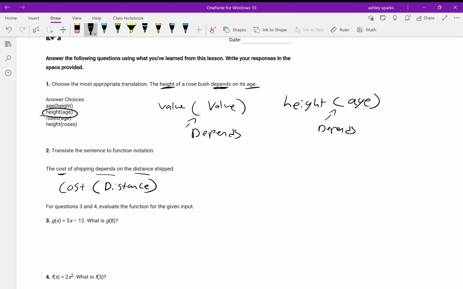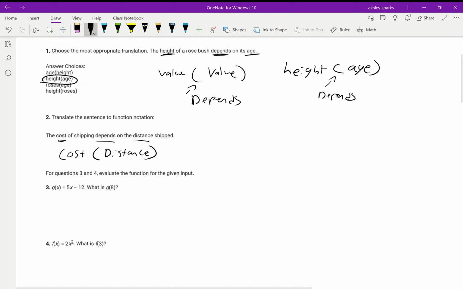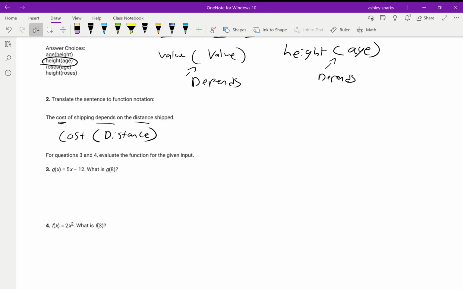Okay? And what we do with these equations is then start to put in values. So that's what 3 and 4 show us. You're going to be given some function, i.e. g of x equals 5x minus 12. Maybe that's the cost of something. Maybe it's how much money you earn in a week. It's whatever that function is. What happens if you do it 8 times? That's what g of 8 is asking you.